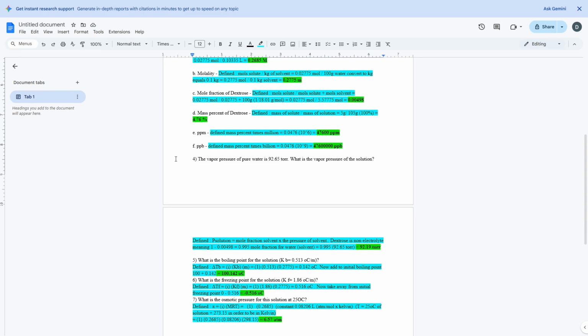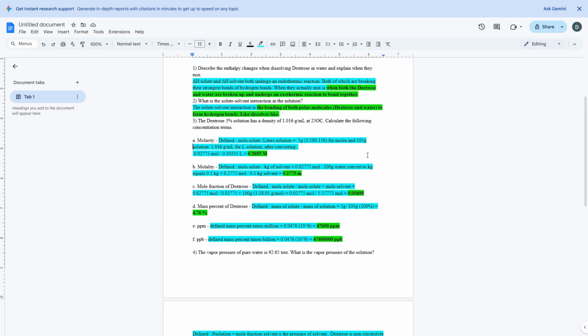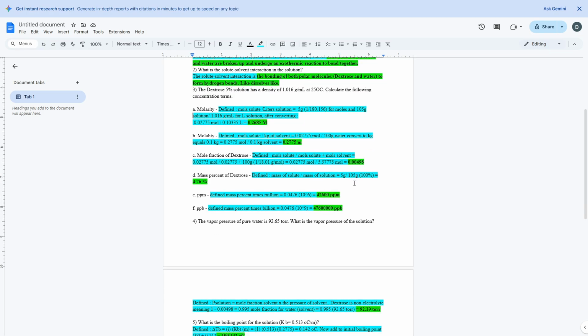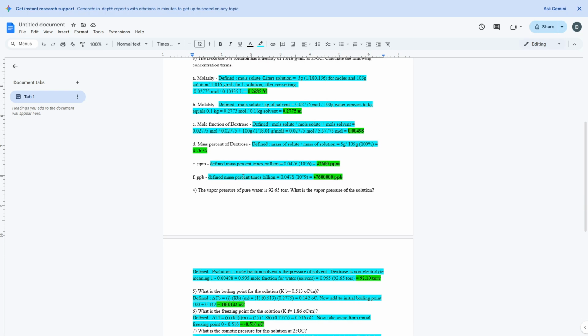Going on to part D, for the mass percentage of dextrose, it's defined as the mass of the solute divided by the mass of the solution. So we know our mass of our solute, which is 5 grams, divided by the mass of the solution, which we figured out back here in part A, which is the 105, times 100%, and you end up with 4.76%.